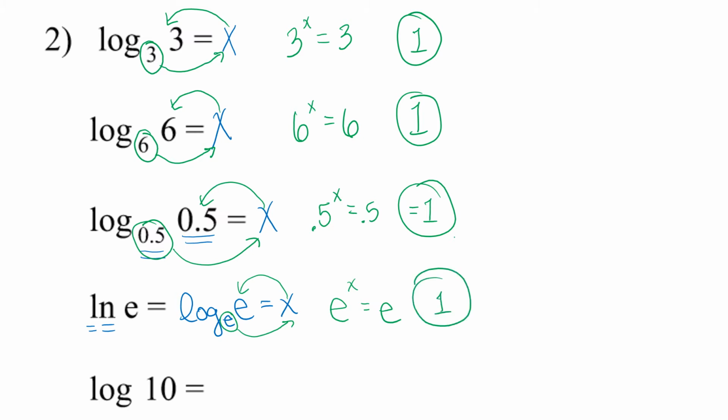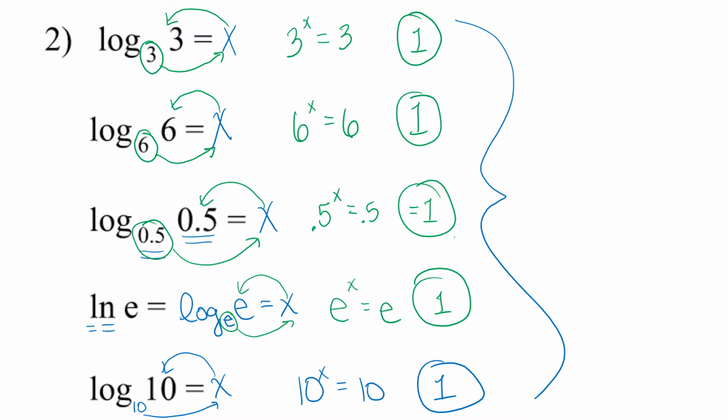Log of 10. Now you have to remember for this one, what is the base of this log? The implied base is 10. So I'm going to write a 10 right there. This is saying 10 raised to the x is equal to 10. So 10 raised to what power is equal to 10? Well, again, it's 1. Hopefully you're seeing the pattern here.